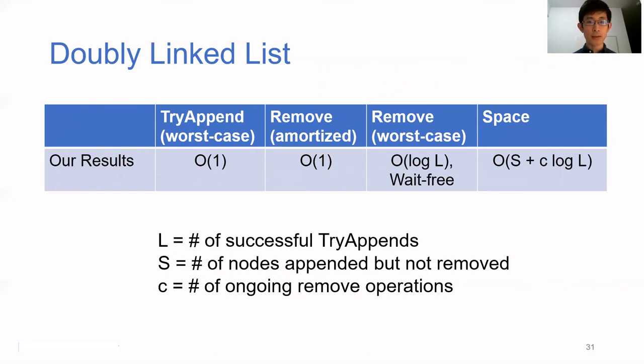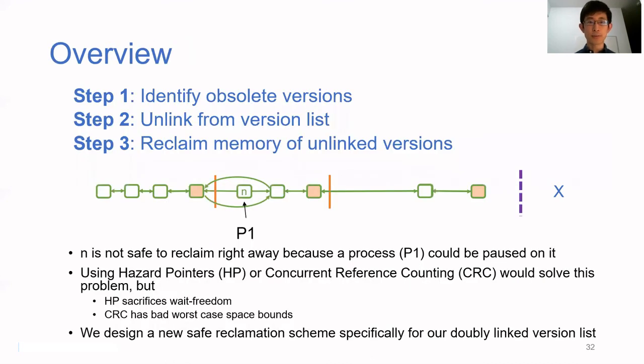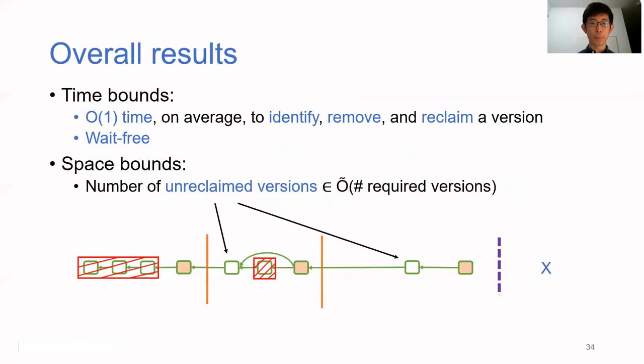So using these high-level ideas, these are the time and space bounds that we are able to achieve. And again, the interesting thing here is that we were able to implement remove in amortized constant time, regardless of the amount of contention. So that's it for step two. Unfortunately, I won't be able to cover step three in this presentation, but if you're interested, all the details can be found in our paper.